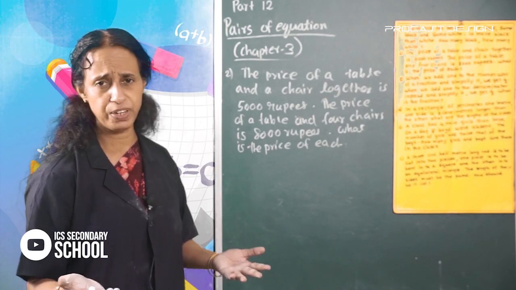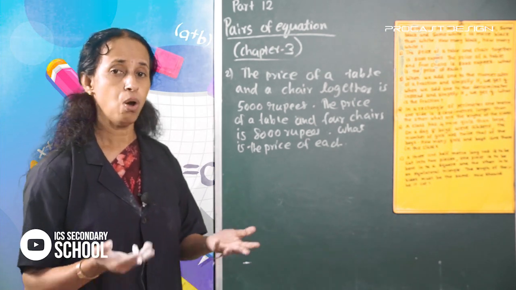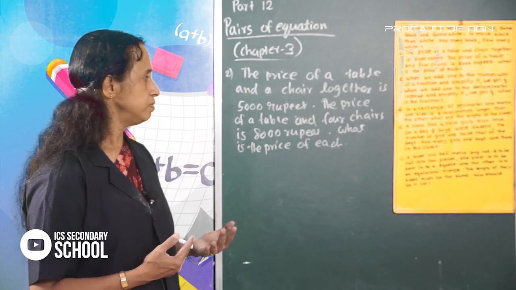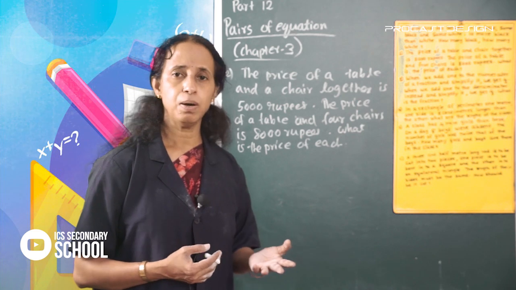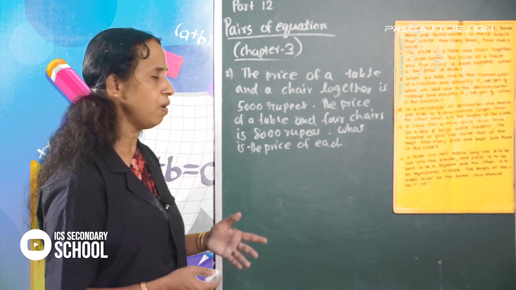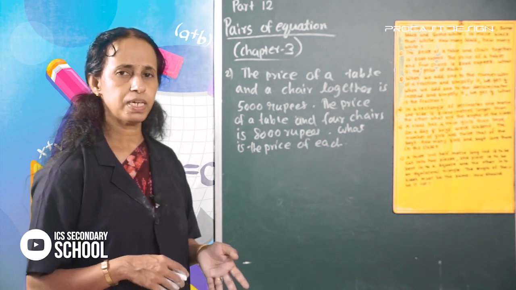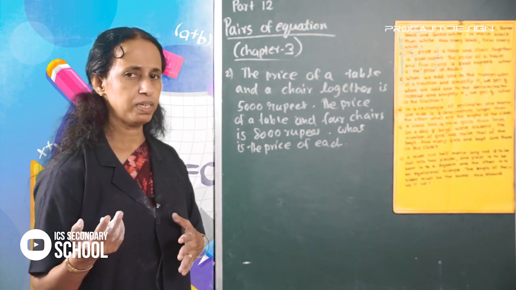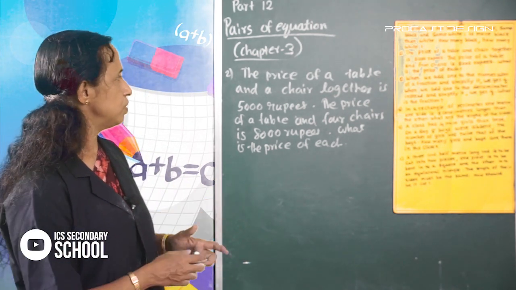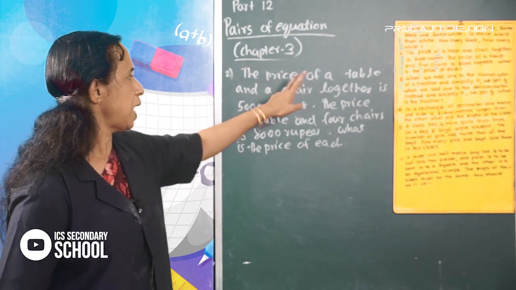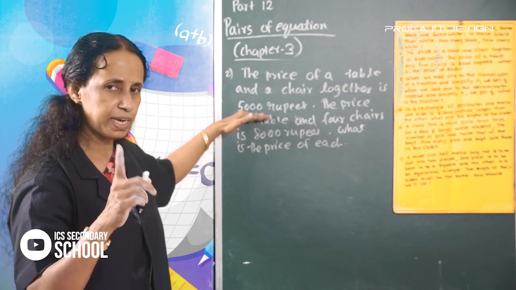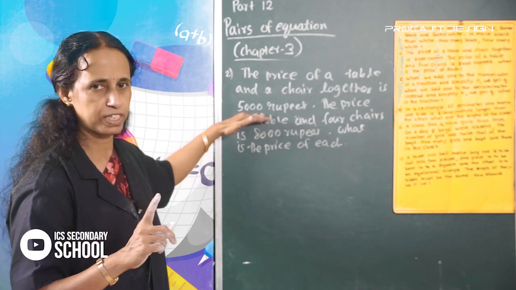Okay. If we take the price of a table equal to x, or we take the price of a chair equal to x. Here we take the price of a chair equal to x. Here we look at this question: the price of a table and a chair together is 5,000 rupees.